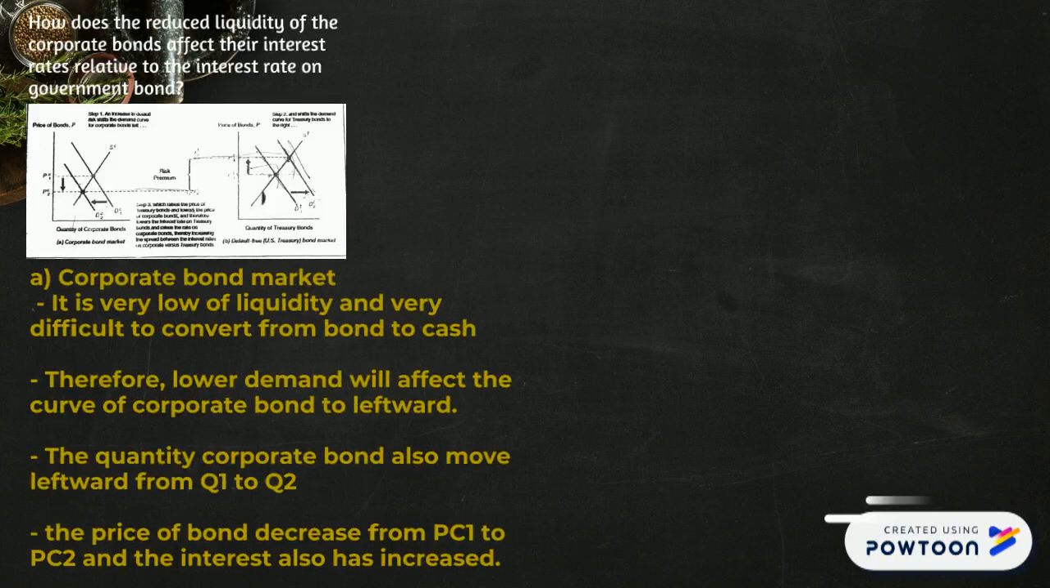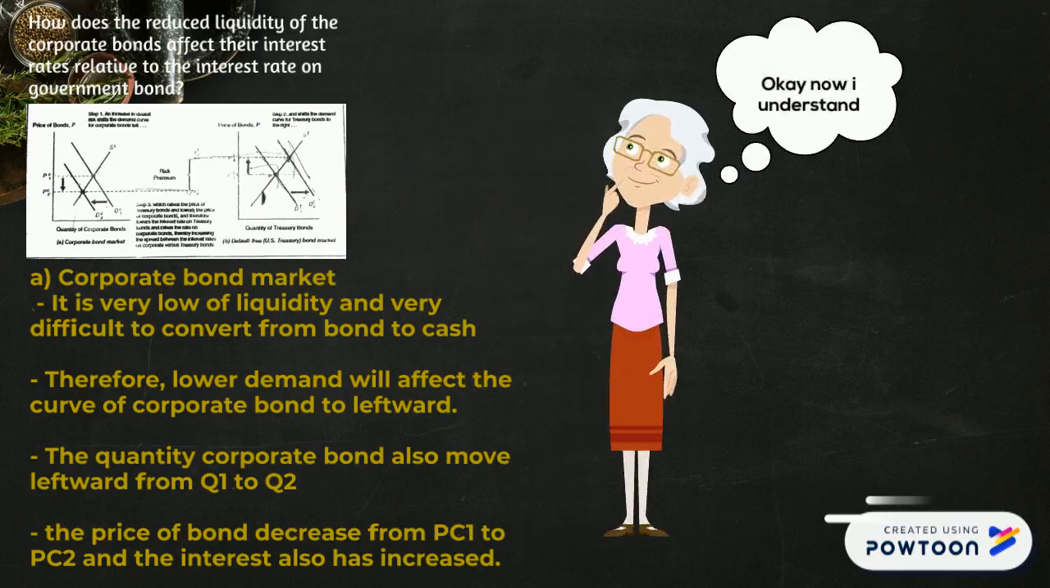Let's look at the liquidity between these two bonds. Let's start with the corporate bond market. The corporate bond market has very low liquidity and it is very difficult to convert the bond to cash. If people buy this bond and want to sell before the maturity period, it will be very hard for them to sell and gain some cash. Therefore, lower demand will shift the curve of corporate bonds leftward. The quantity of corporate bonds also moves leftward from Q1 to Q2 and the price of the bond decreases from PC1 to PC2 and the interest rate increases.